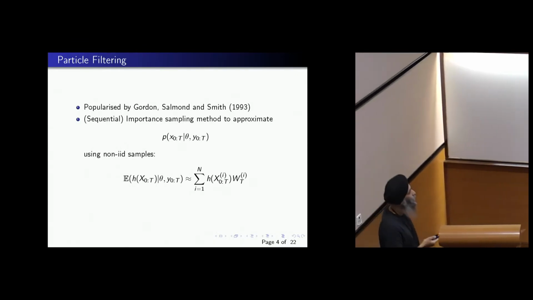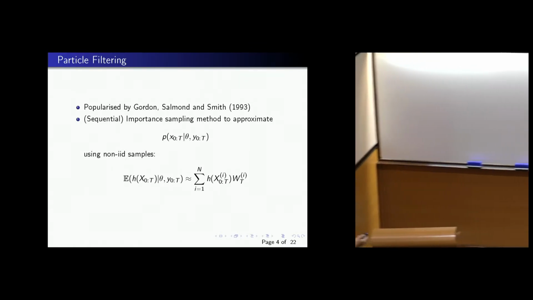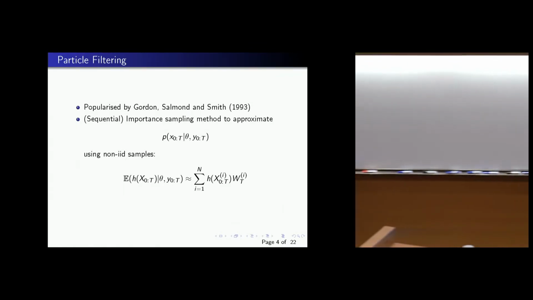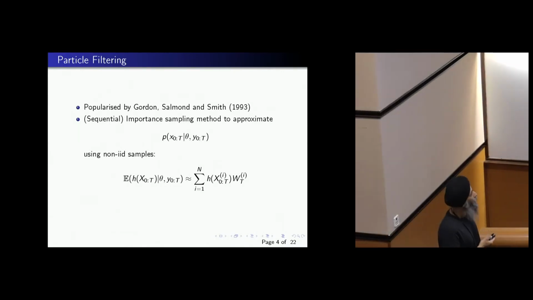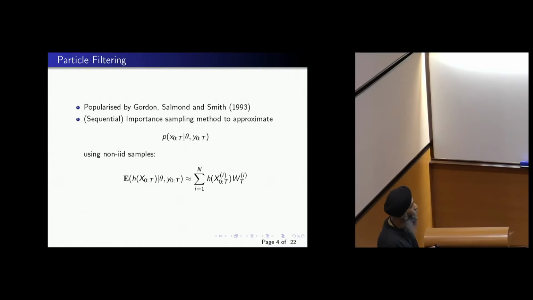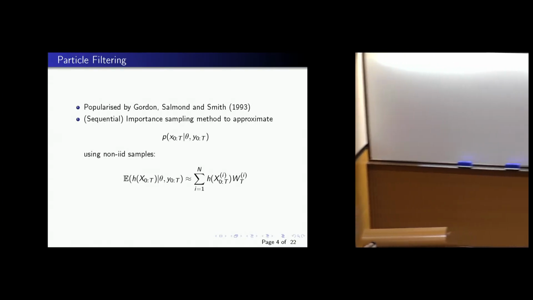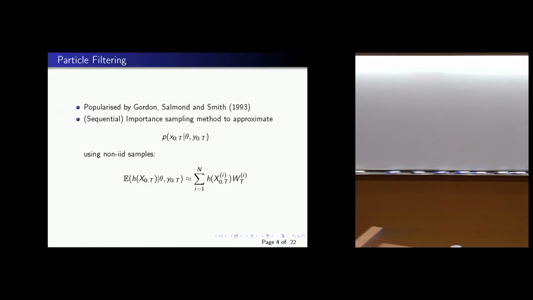the target distribution. So here, this just says that if you want to compute the expectation of some function of interest h, computed across the trajectories of the hidden state, the conditional expectation of this given the parameter theta and the observations you've seen, you can approximate this with this sum, with this importance sampling estimate, where i denotes the ith sample from the importance sampling estimate, and W denotes its weight.